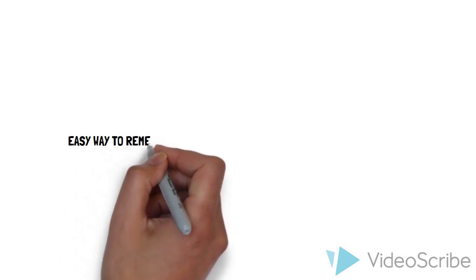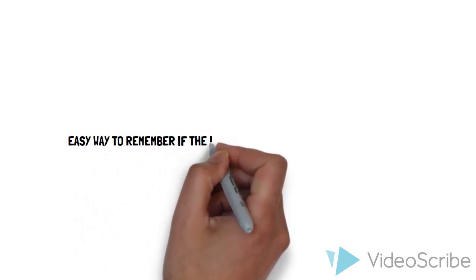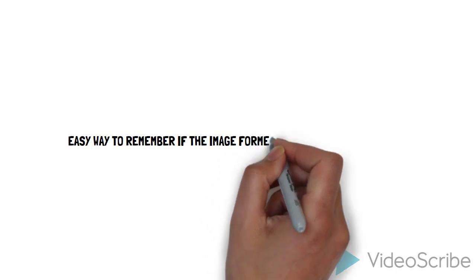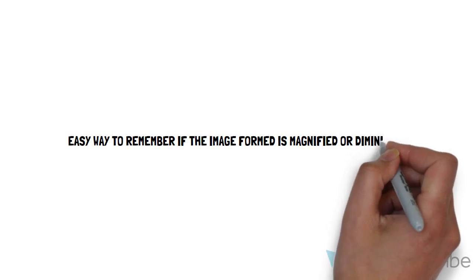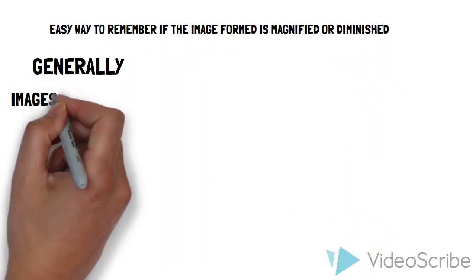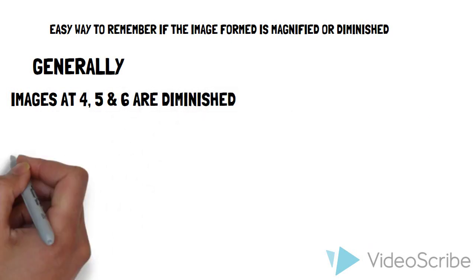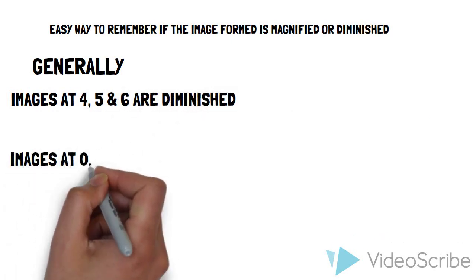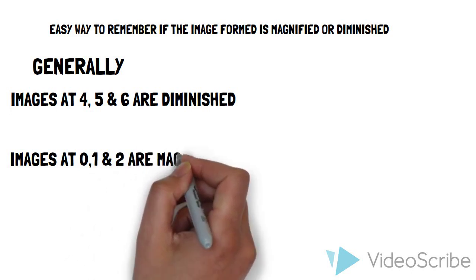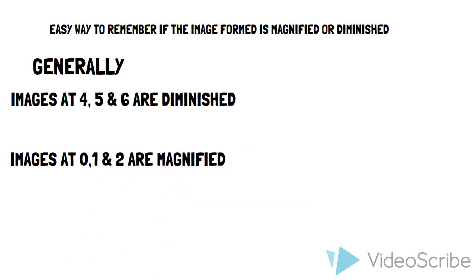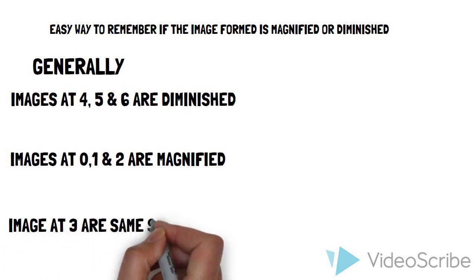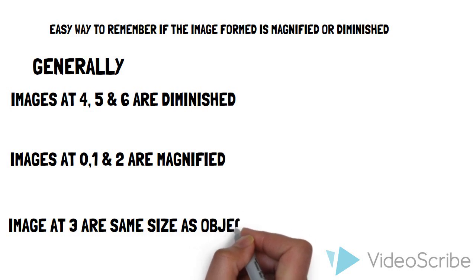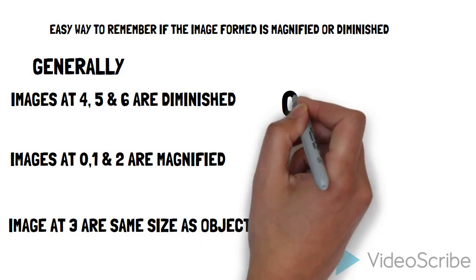Now, to easily remember if the image formed is magnified or diminished, we could just easily note images formed at 4, 5, and 6 are diminished. But then images formed at 0, 1, and 2 are magnified. We have one special case. This would be images formed at 3. They are going to be the same size as objects.